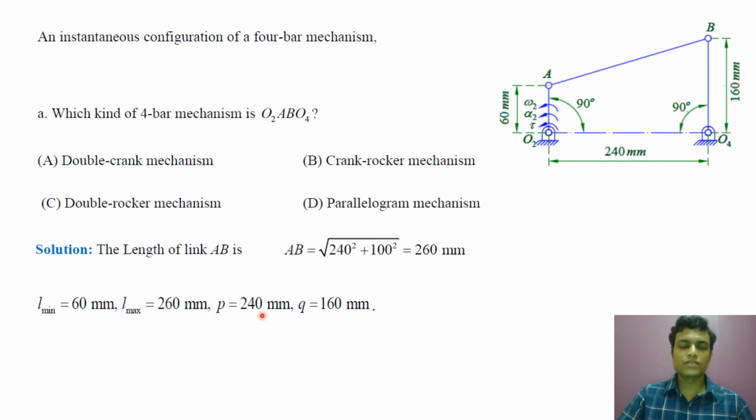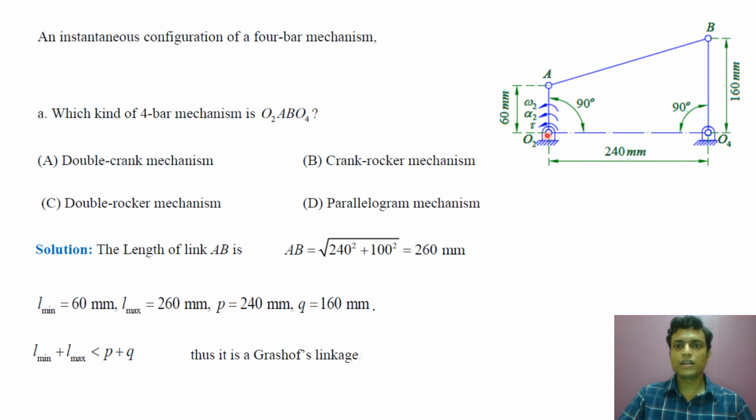P is 240 and Q is 160. So L min plus L max is what? 320, and P plus Q is 400. So it is a Grashof linkage. L min plus L max is less than P plus Q. So thus it is a Grashof linkage.